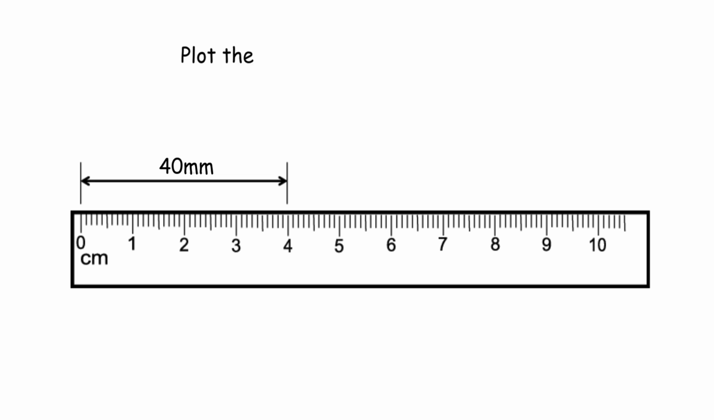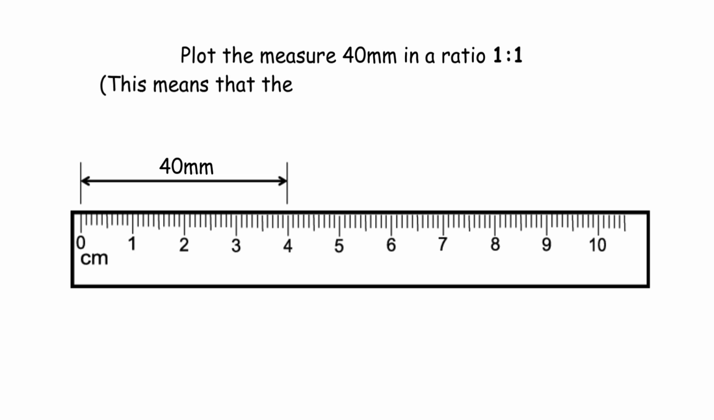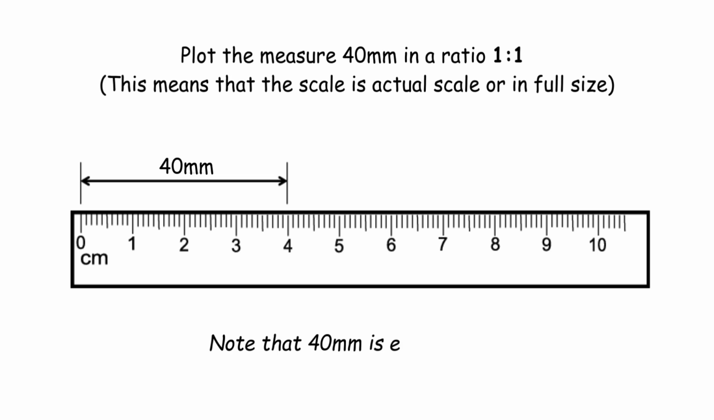Example. In a ratio of 1:1, or full size, plot the measure 40 millimeters. This means that the scale is actual scale or in full size. Note that 40 millimeters is equal to 4 centimeters, as shown in the given figure. Remember, the drawing remains 40 millimeters or 4 centimeters.